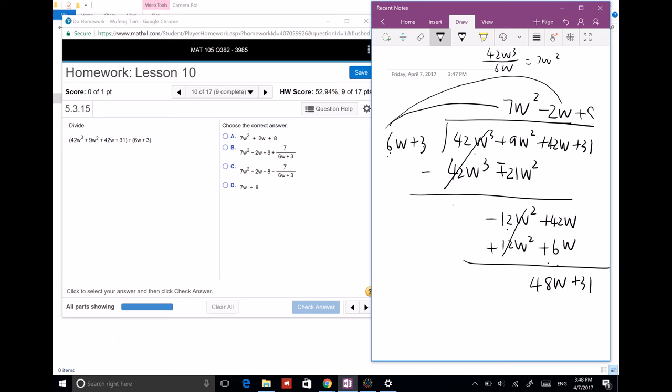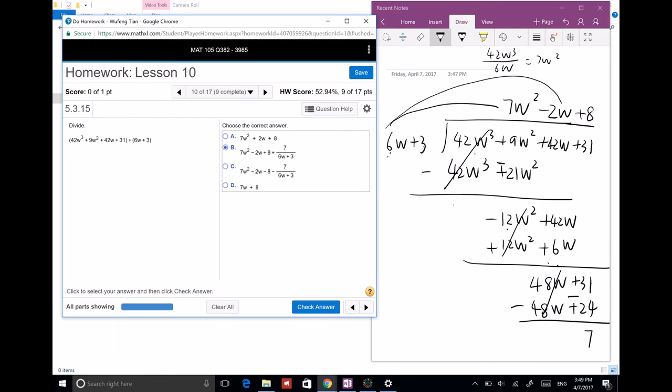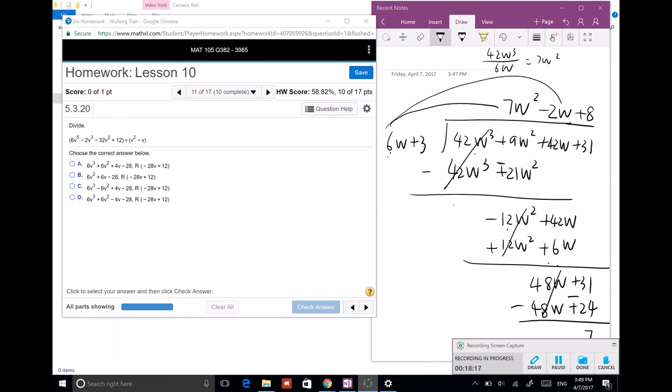So we use 8. And then 8 times 6w is 48w, plus 24. When we reverse the sign it cancels. 31 minus 24 is 7. So the answer is B. Okay, next question.